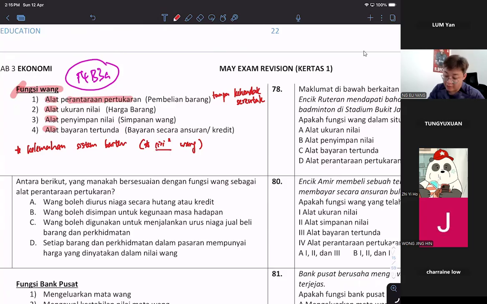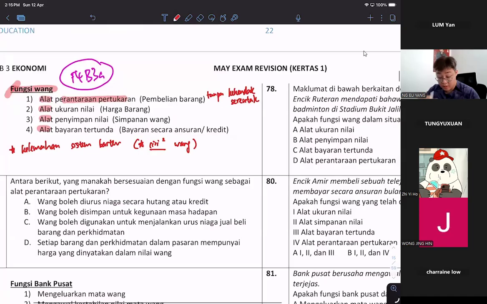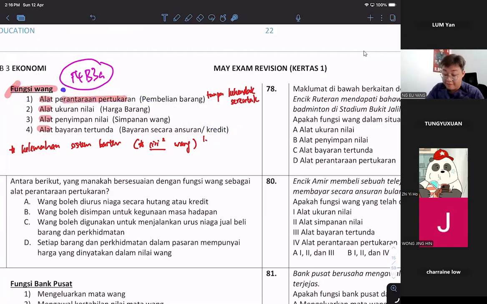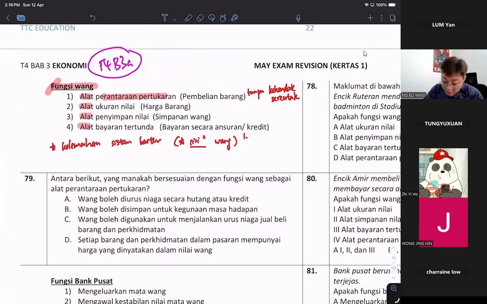Okay, so ciri-ciri wang. Anyone can recall how many ciri? Since we have 4 fungsi wang, anyone can recall how many ciri wang? 6 here. So which means you already did your study, right? So what is the first ciri wang? Please list out in your empty space. The first ciri wang is the most important ciri that connects to your fungsi wang. So what's the first fungsi wang? Alat perantaran pertukaran. And then the first ciri wang will be formed as your definisi wang. So guys, when you are jotting down this Form 4 Part 3, try to give some space for the definisi wang. Okay, so the first ciri wang will be terima umum.